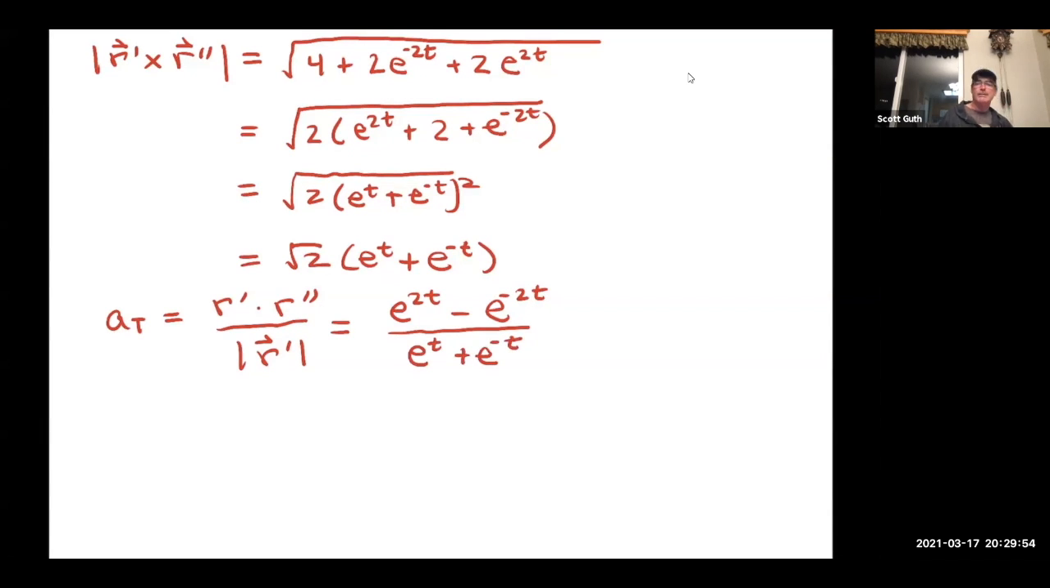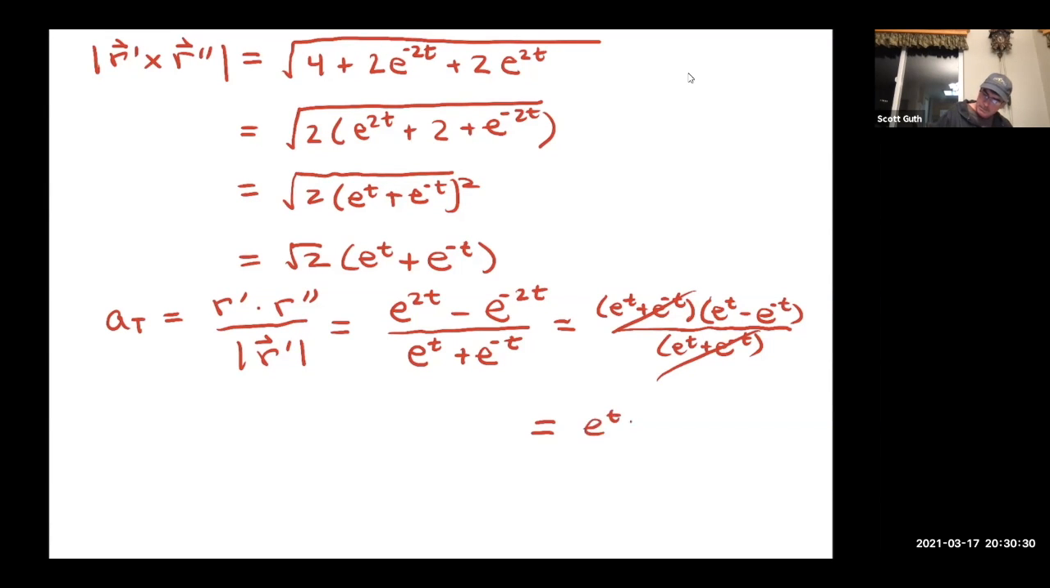Should I stop there? The answer is not if you want full credit. The numerator is the difference of squares, so you should write this as e to the t plus e to the negative t times e to the t minus e to the negative t, over e to the t plus e to the negative t. So the tangential component of acceleration is e to the t minus e to the negative t. And you can see that can be positive or negative.